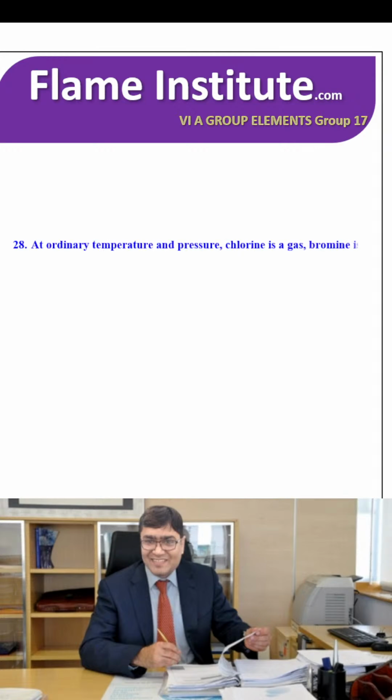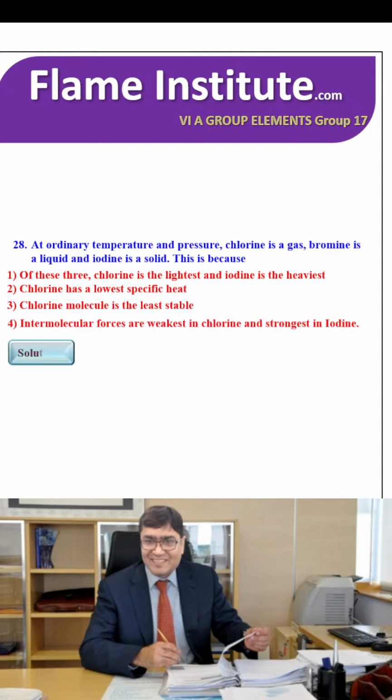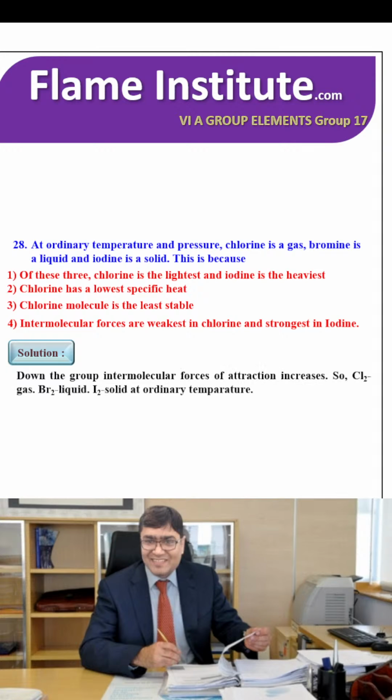At ordinary temperature and pressure, chlorine is a gas, bromine is a liquid, and iodine is a solid. This is because, of these three, chlorine is the lightest and iodine is the heaviest. Intermolecular forces are weakest in chlorine and strongest in iodine. The solution is that down the group, intermolecular forces of attraction increase. So Cl2 is a gas, Br2 is a liquid, and I2 is a solid at ordinary temperature. So the fourth option is the right option.